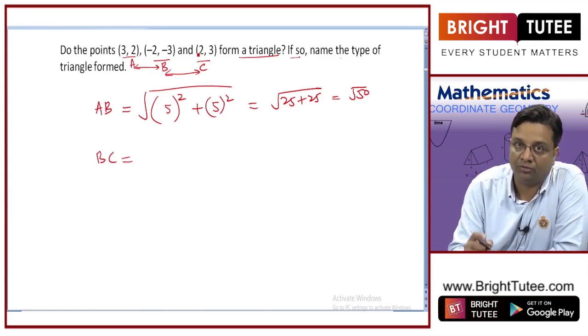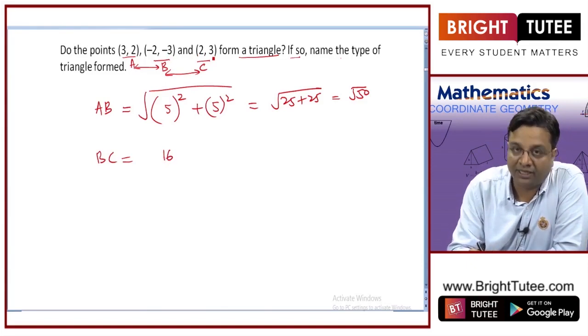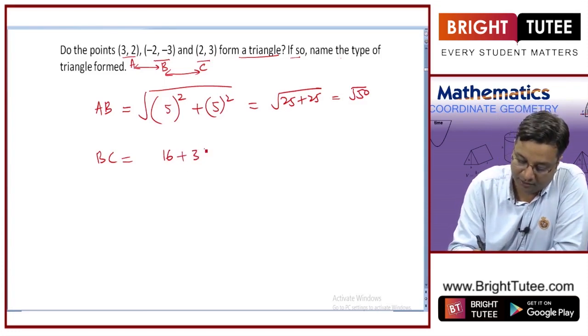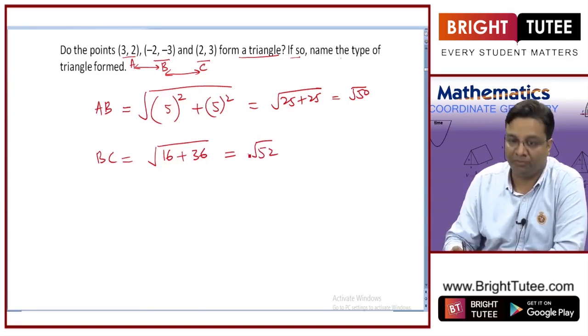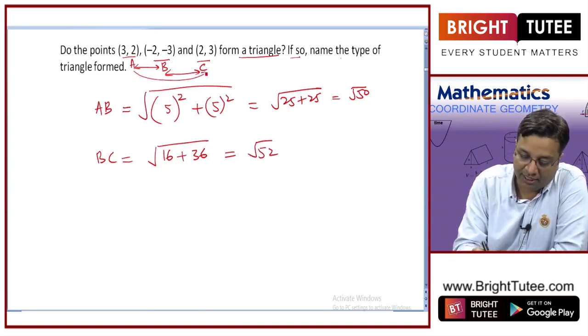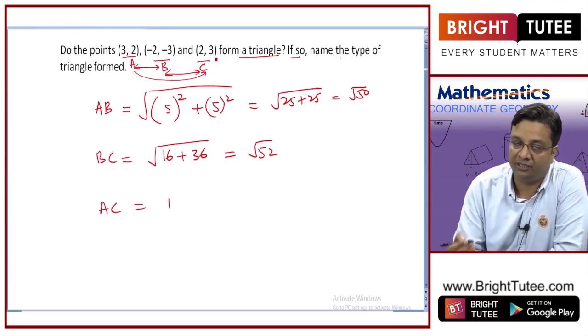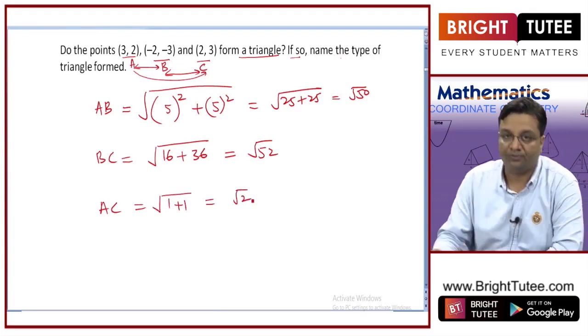So minus 2 minus 2, minus 4, then we square it, so it will give you 16. Minus 3 minus 3, minus 6 squared will give you 36, square root. So it will give you 36 plus 16 is 52, square root. Okay. So we have got AB, we have got BC. Now AC. What is AC? 3 minus 2, 1, squared is 1. 2 minus 3 is minus 1 squared is again 1. So 1 plus 1 square root, so root of 2, right?